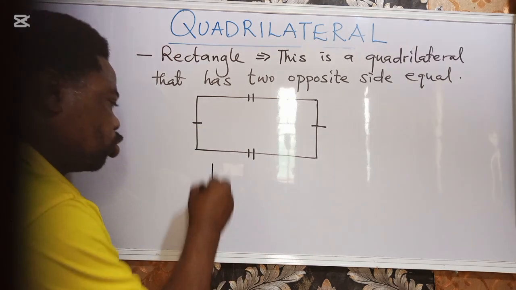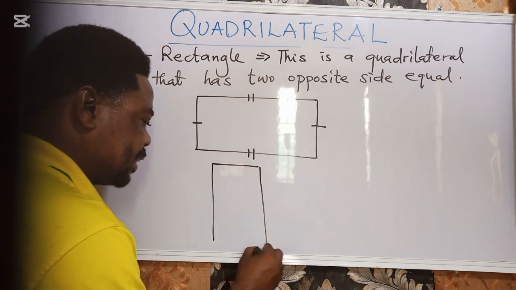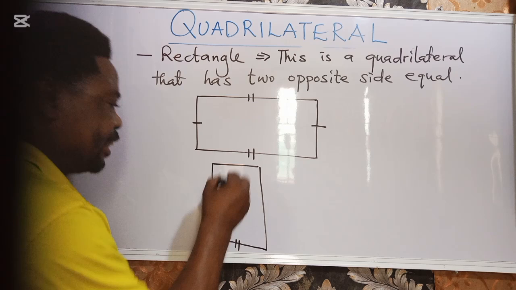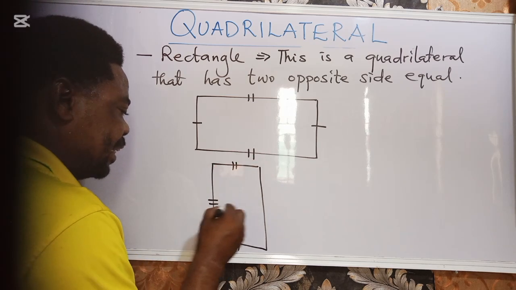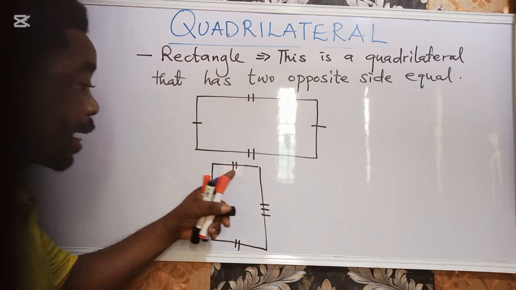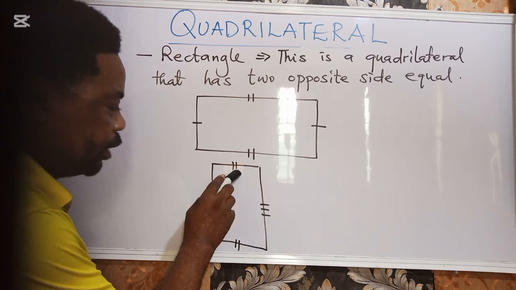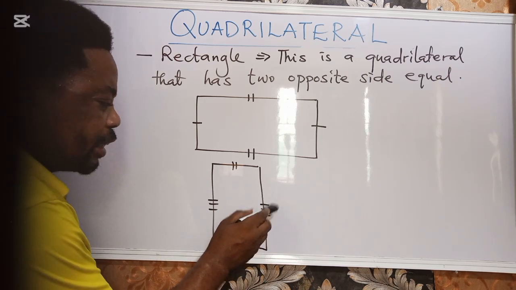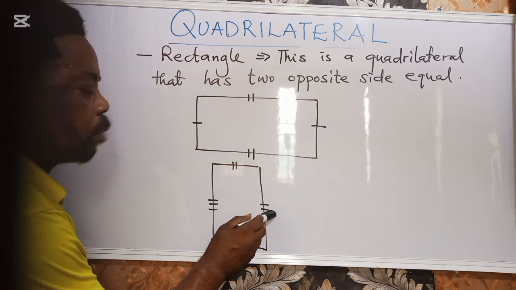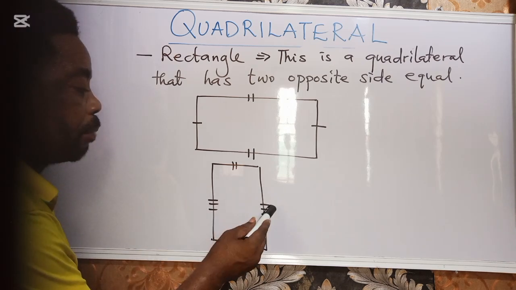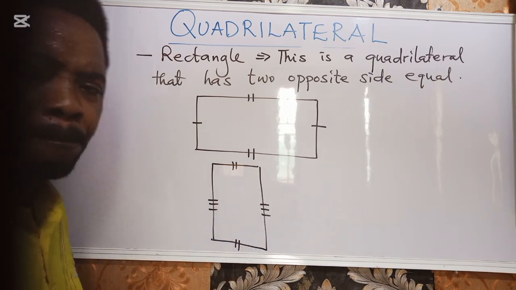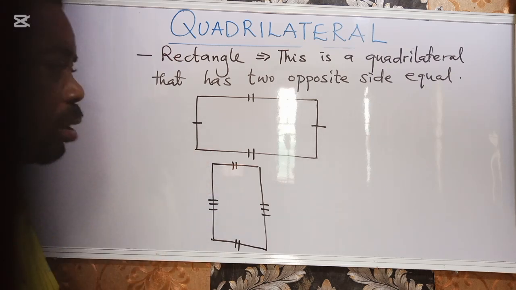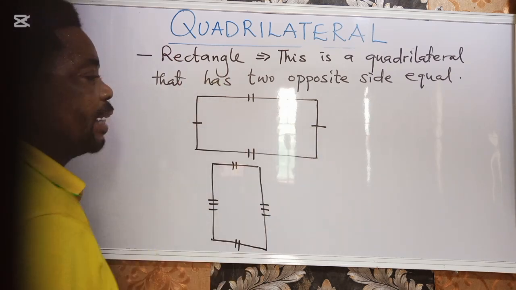If you draw it like this also, it is still the same thing. This side is equal to this side, and this side is equal to this side. The marks show that this one is two, this one is two, that means two of them are equal. Then it is not equal to this one that is having three. It has to meet the one that is having three before it can be equal to anyone. That means this side and this side are perfectly equal. And that is a rectangle. A rectangle has two opposite sides equal.